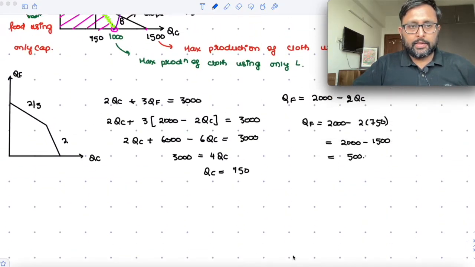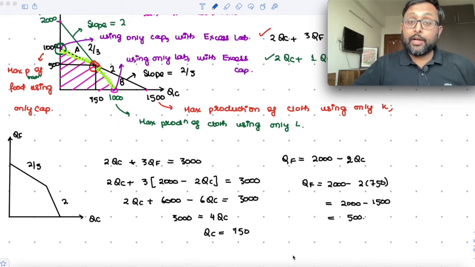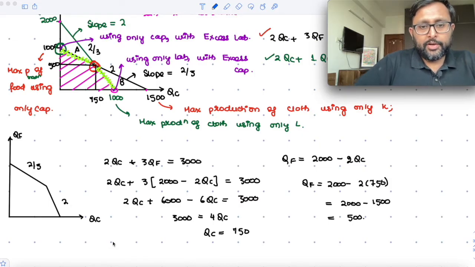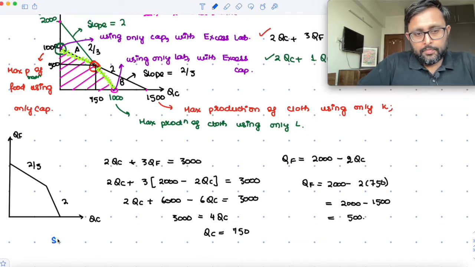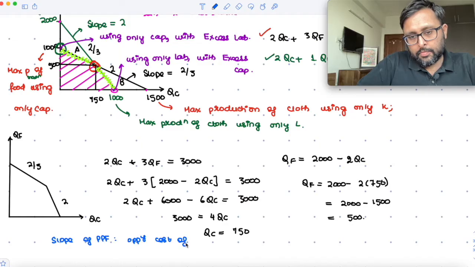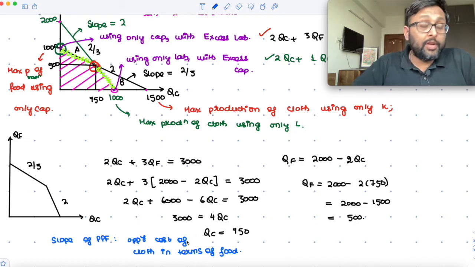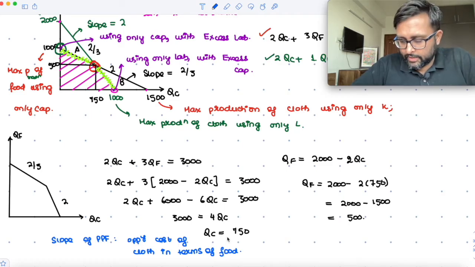I think I ended the last class here, where I said that when you have this kinked PPF, what do you mean by the slope of the PPF? That's the opportunity cost of cloth in terms of food. So, the slope of the PPF is the opportunity cost of cloth in terms of food, and it is not constant. In the Ricardian model it was a constant opportunity cost, but here it is not constant, right?